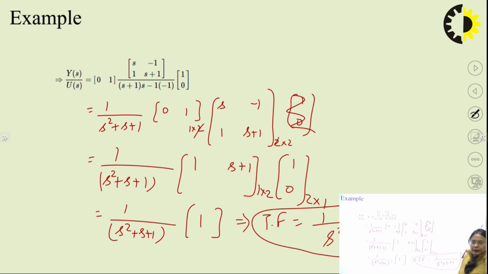So you have to do nothing else, you just have to go through the matrix multiplication very carefully, and you have to simply learn the formula for the transfer function and nothing else.